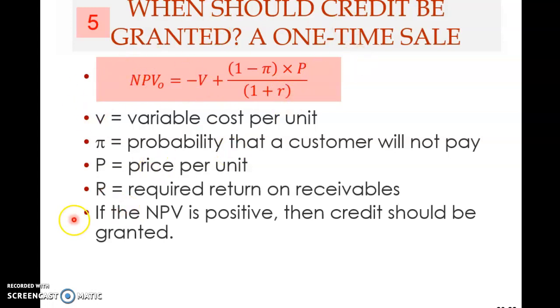We will try and explain that. But the decision here is: if the net present value is positive, then credit should be granted. If this is negative, then you should not grant credit. That's the principle. Now let's look at the timeline.